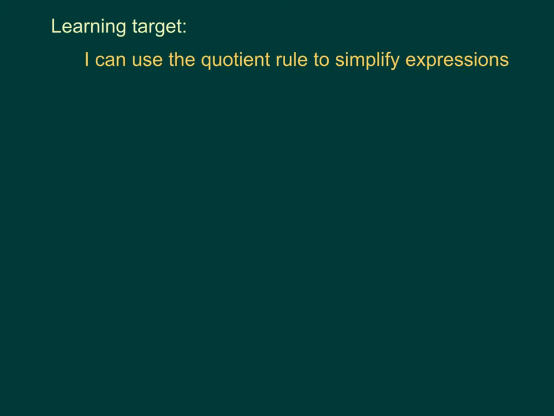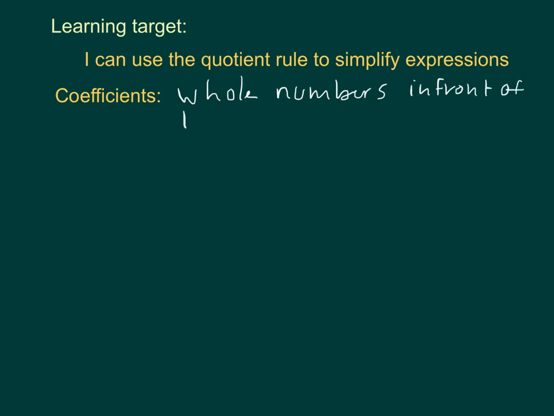After you write down your learning target, I want you to go ahead and define coefficients on your paper. We've talked about this several times in class, and I think it's very important that we keep reviewing that vocabulary so we don't forget what it is. So coefficients are the whole numbers in front of the variables. Remember, the variables are your letters, like x and y. So your coefficients are the whole numbers in front of your variables.